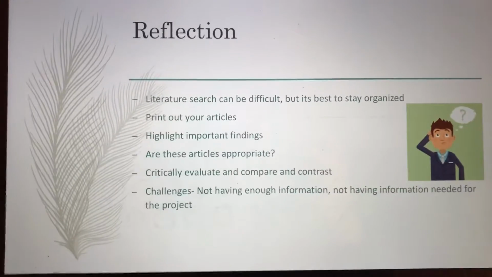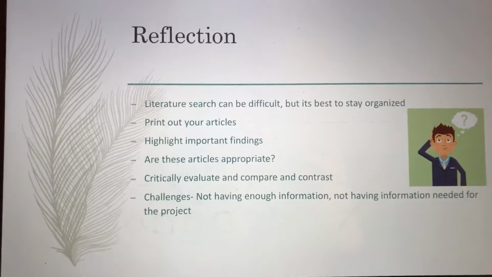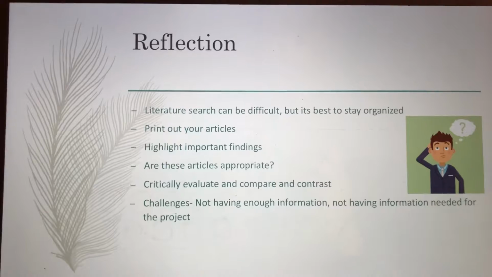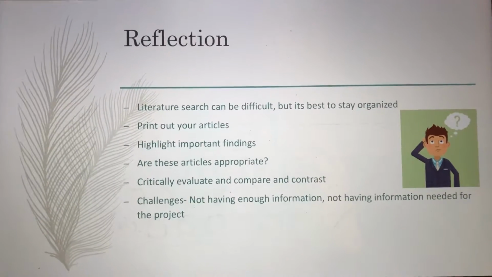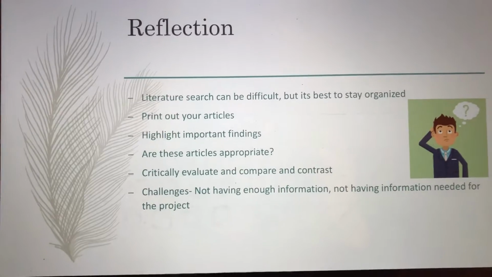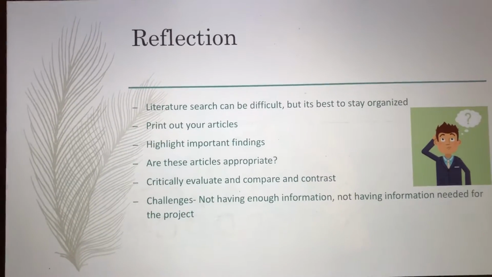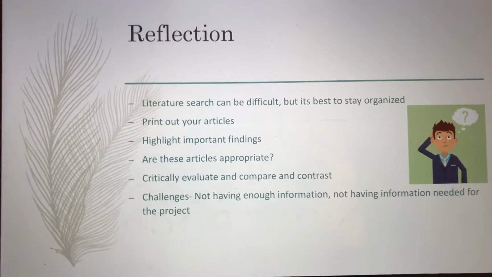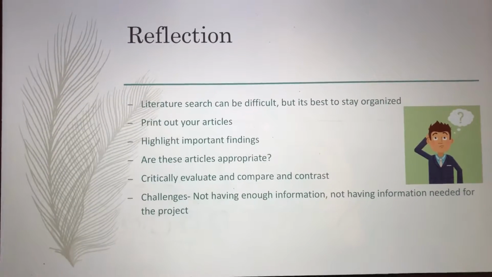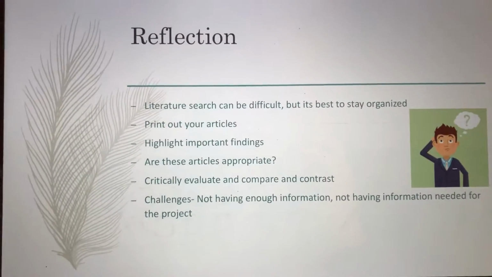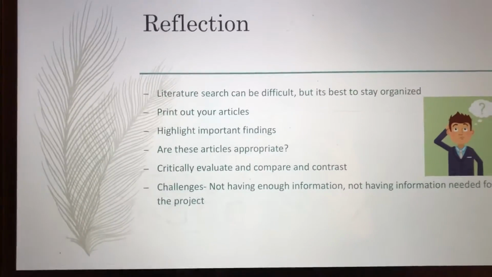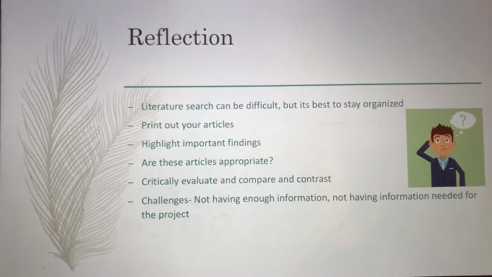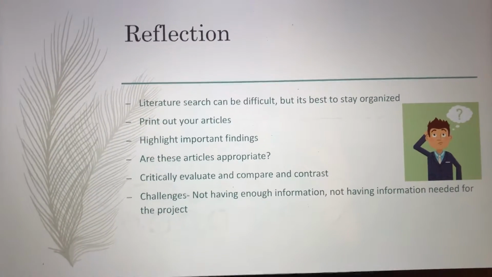So when I look back at my literature searches, again, they can be difficult, but I found it really important with these to stay organized. I found that I needed to print out all my articles, and then I went through the articles one by one, and I took a highlighter with me and highlighted the important findings so that when I go back, I can just go to those important parts that I know I wanted to look at. And then it was also important when I was going through to ask, are these articles appropriate? Are they going to help my literature search? And I actually found 2 of them I had to get rid of. I wasn't able to use them. One wasn't a primary source, and the other one just wasn't appropriate for this project.